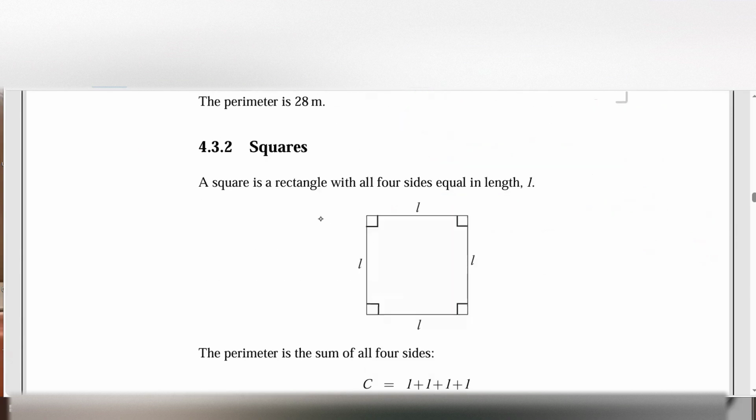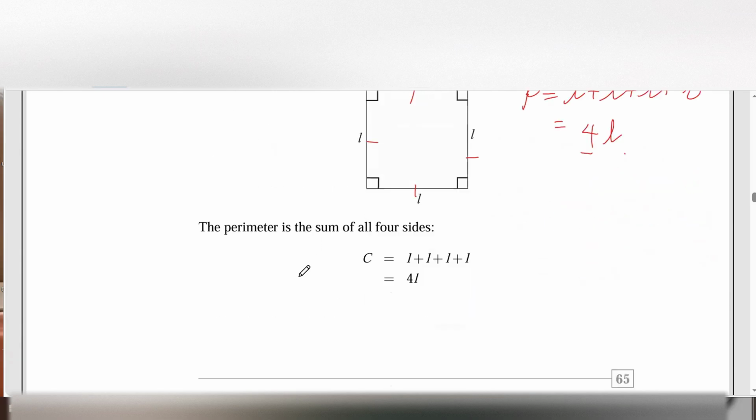Okay, we have a square. One thing we know about a square is that all the sides must be equal. So if we need the perimeter, it will be L plus L plus L plus L. How many L's are here? They are 4. So it's as good as getting 4 multiplied by L. Then we get our answer.